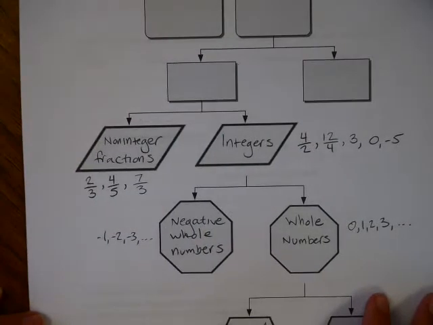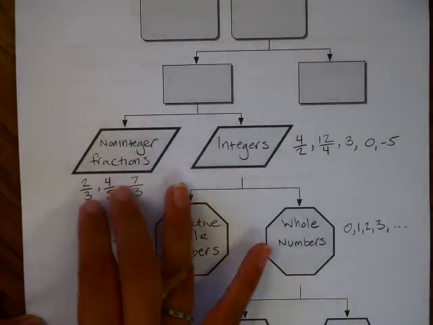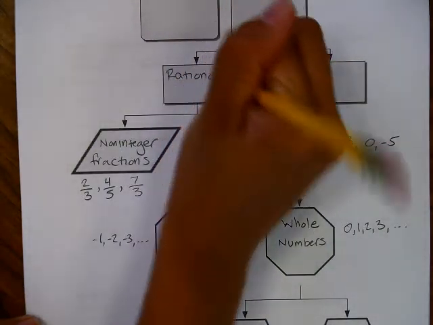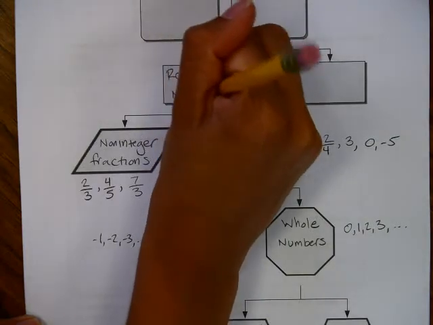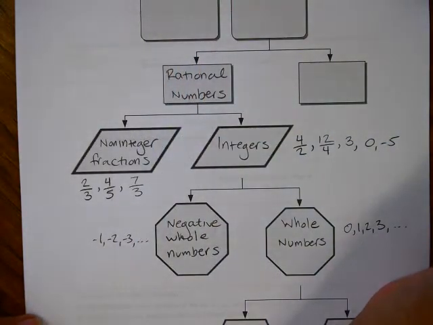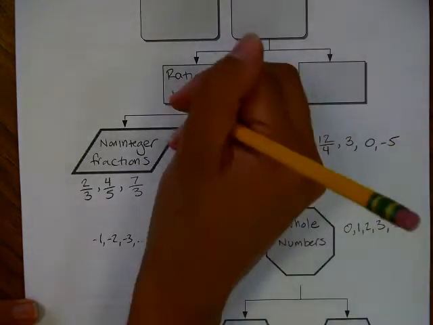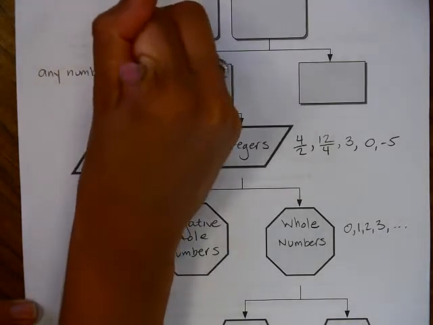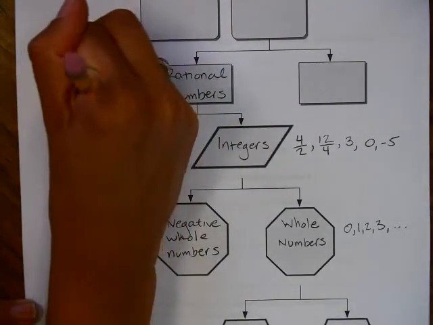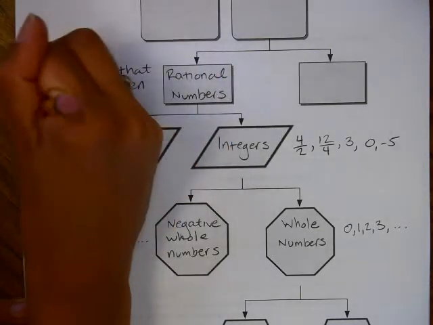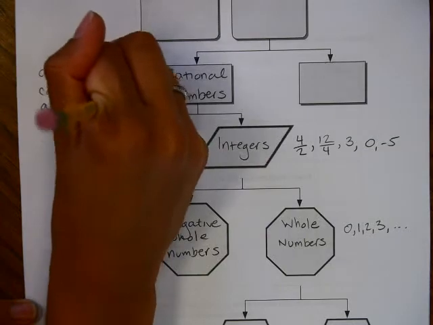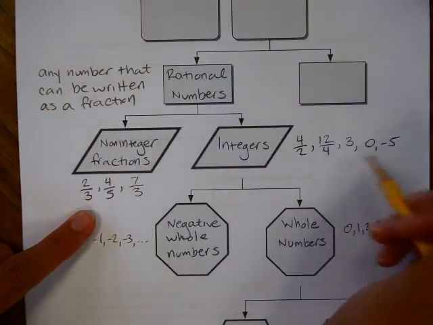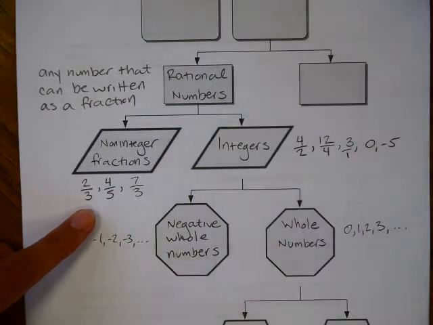Okay, so let's take all of our integers and all of our non-integer fractions and put these all together. That makes the rational numbers. Now rational numbers, the definition is it's any number that can be written as a fraction. So here you have all your non-integer fractions, and all of your integers could be fractions too, simply by putting a 1 underneath them.